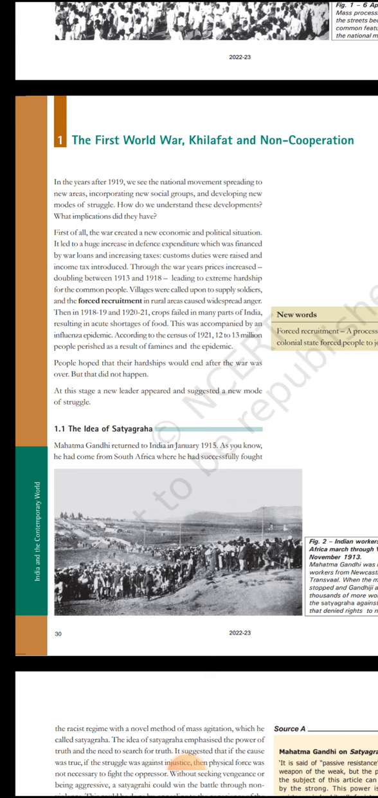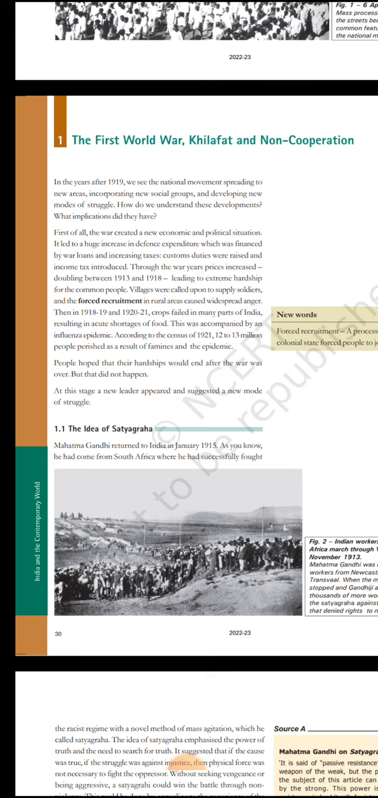Also in 1918 and 1919, and 1920-21, crops failed in many parts of India, resulting in acute shortages. It means there was also a shortage of food, and it was also accompanied by a disease, the influenza epidemic. During 1921, 12 to 13 million people died as a result of famines and the epidemic. All the people felt extreme hardship because of these problems that arose from the First World War.